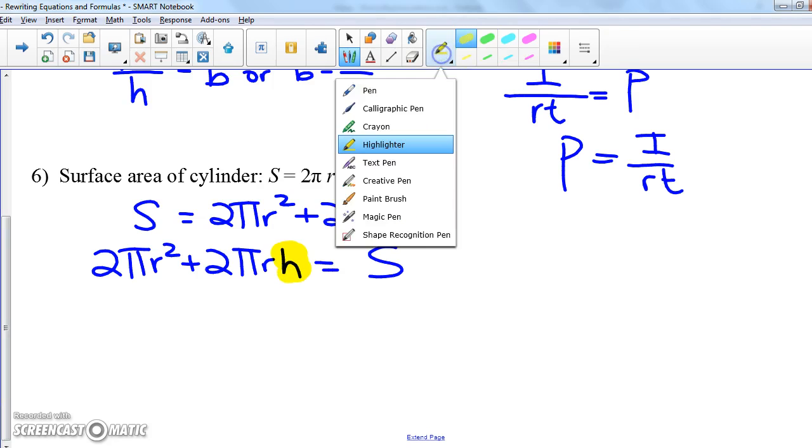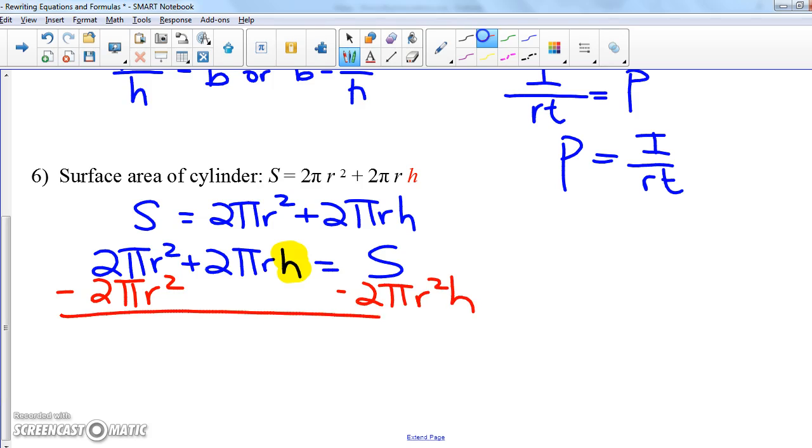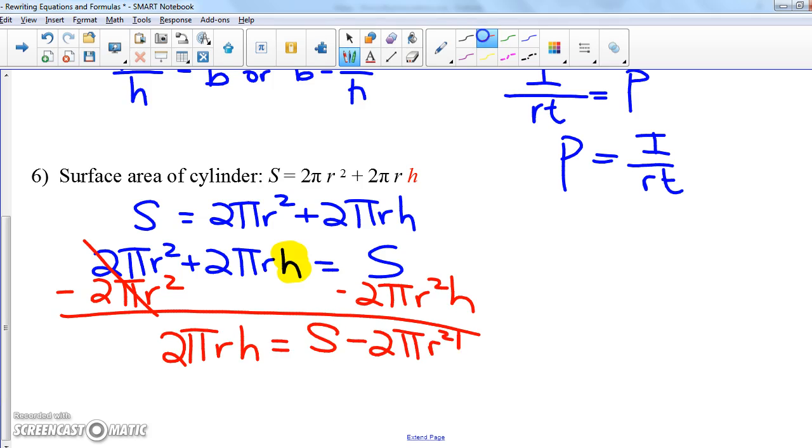So just like the cone one, I'm going to go ahead and subtract this whole thing first. And that's going to cancel that out. On the left, I'm going to have 2 pi r h equals, the stuff on the right cannot be combined, so I write it like this. Okay, so it's 2 pi r h equals s minus 2 pi r squared.